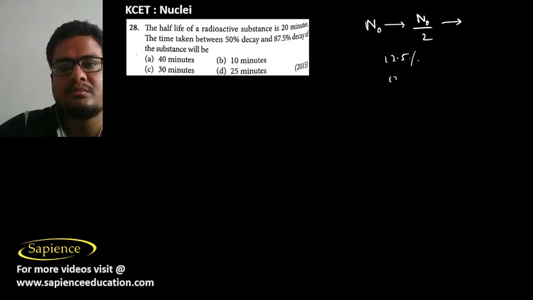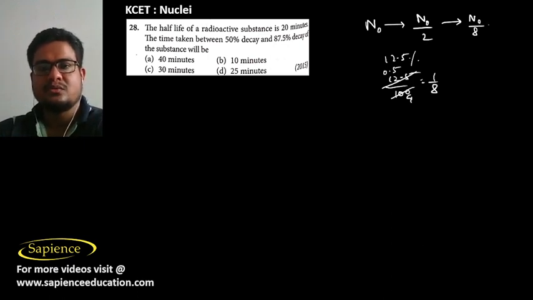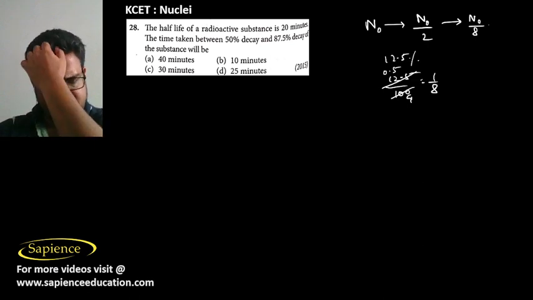50% decay has been done, so it means it will go from N0 to N0 by 2, and 87.5% decay means that 12.5% is remaining, so 12.5 by 100 is equal to 1 by 8 part, N0 by 8. So N0 by 2 will go to N0 by 8 in how much time? That we have to find.